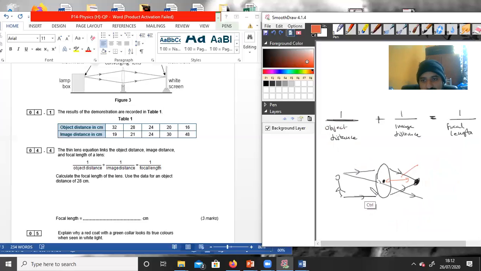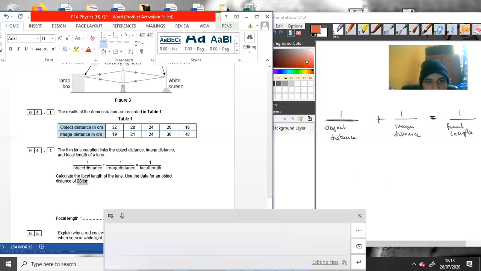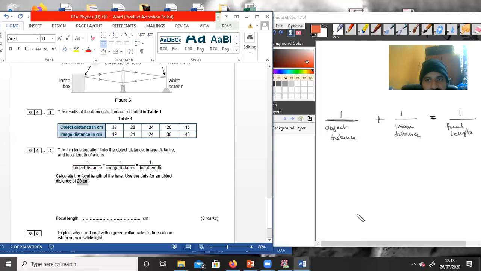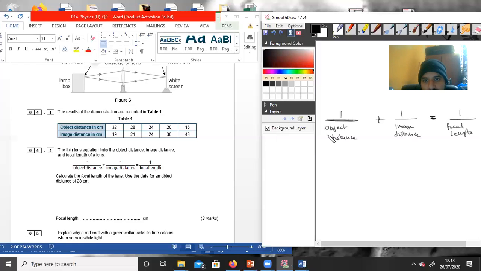Right, now the question says, the lens equation links the object distance, the image distance, and the focal length, as we can see. Calculate the focal length of the lens. Use the data for an object at a distance of 28 centimeters. So look, this is what they want you to do, is this distance here. So the object is at a distance of 28 centimeters. So already we know that this part of the equation here is going to be 1 over the object distance, which is 28. Okay. Now, plus 1 over the image distance.